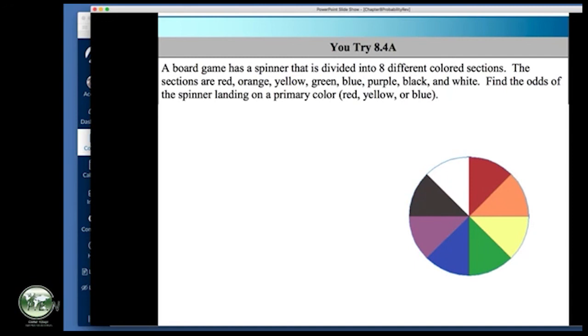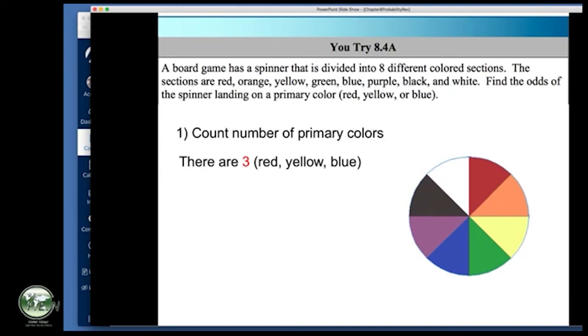3. Good. So there are 3 in the primary colors. There's a total of 8 colors that were mentioned. 3:8. We don't make it a decimal. This is not a probability. This is an odds. Number of primary colors are 3. Total number of... oh wait. There's 8 different colors. This would be good for probability, right?